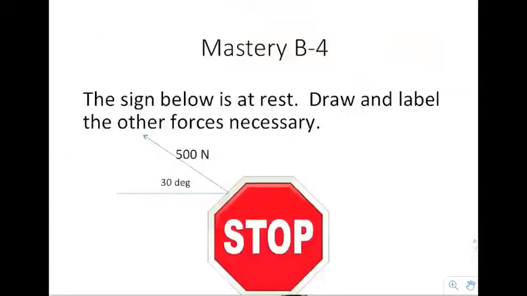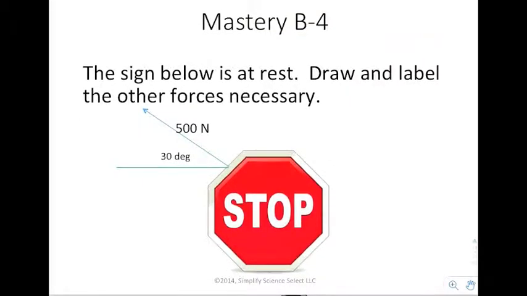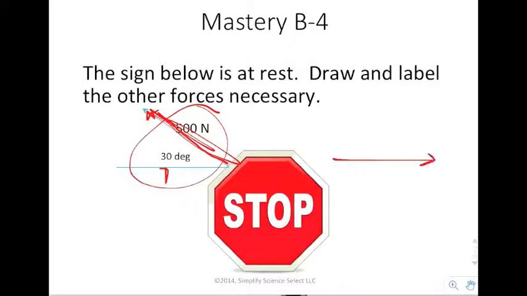Okay, the last one says the sign below is at rest. Draw and label the other forces necessary. If you look right here, you would see there's a 500 newton force, but it's acting at an angle. It's actually coming up and to the left. So in order to figure this out, I need a force to the right, and I need a force down to cancel out these forces. In order to figure out what those values are, I need to be able to use sines and cosines.